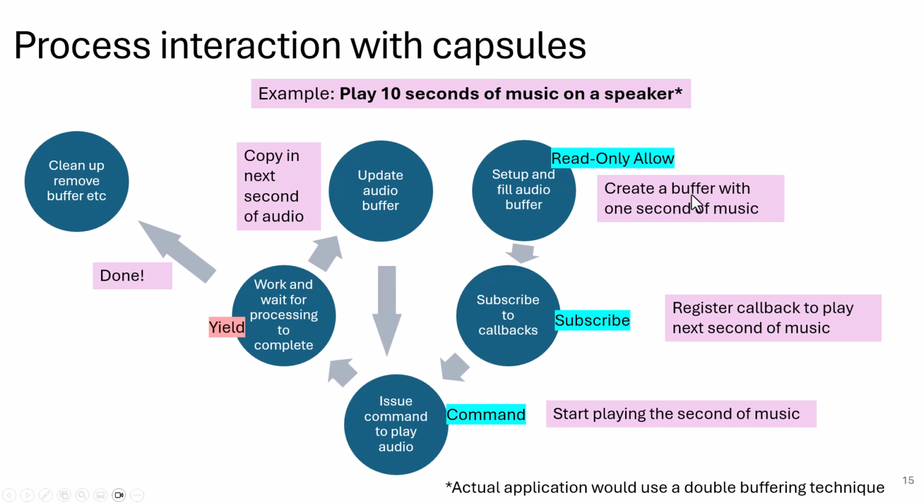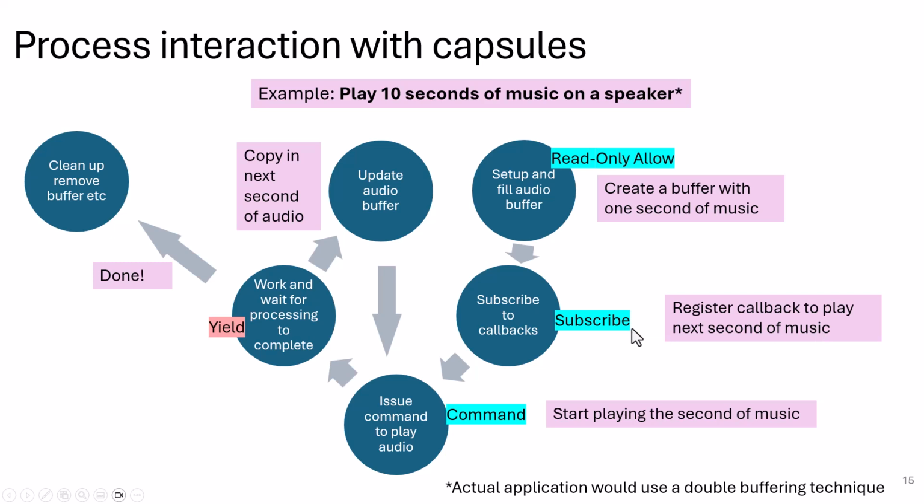So we create a buffer with 1 second of music. And then you're going to need to set up some functionality so that there can be continuous communication with the kernel, because we're going to play more than 1 second. We'll play 10 seconds, so there's going to be a need for multiple interactions. And the way to do that is through callbacks, and we'll get into callbacks a little more later on. But the basic idea after creating that buffer is for the user process to subscribe to the callback, and that's done by registering a callback to play the next second of music.